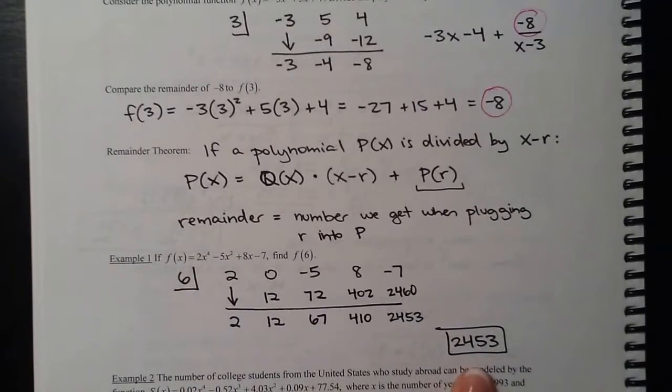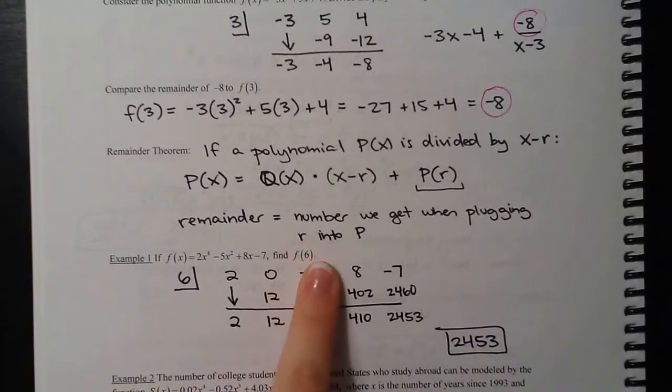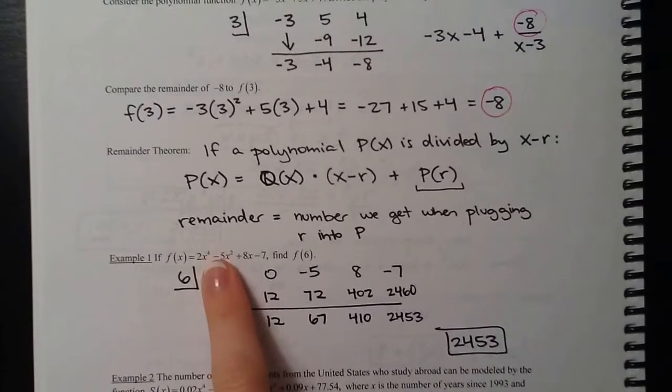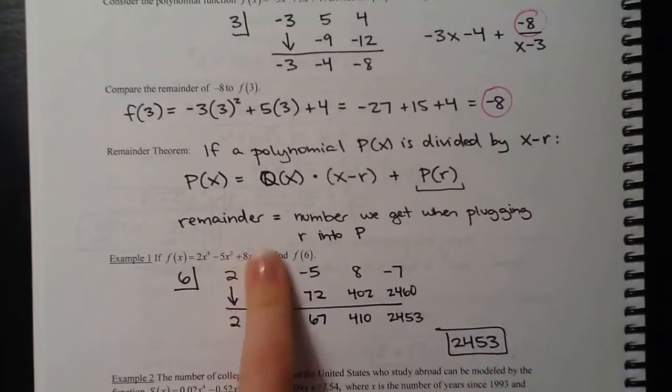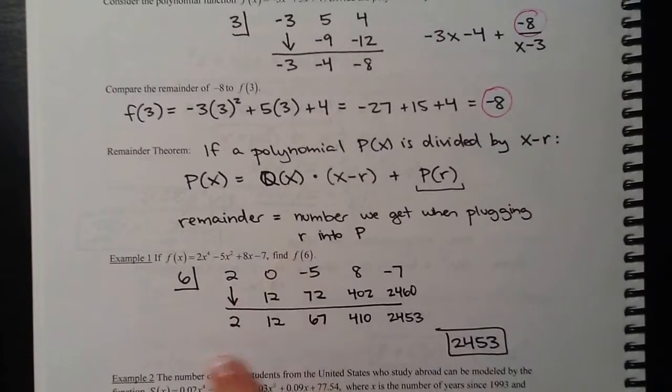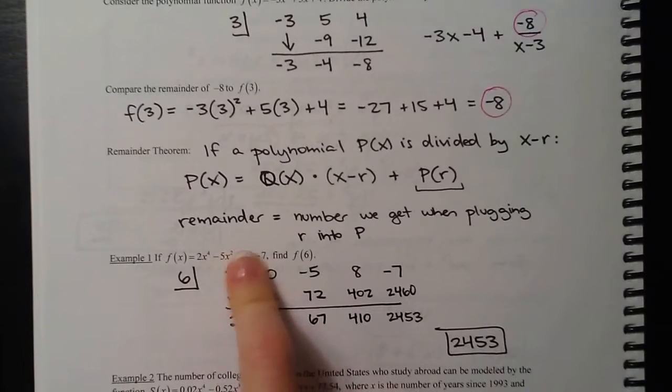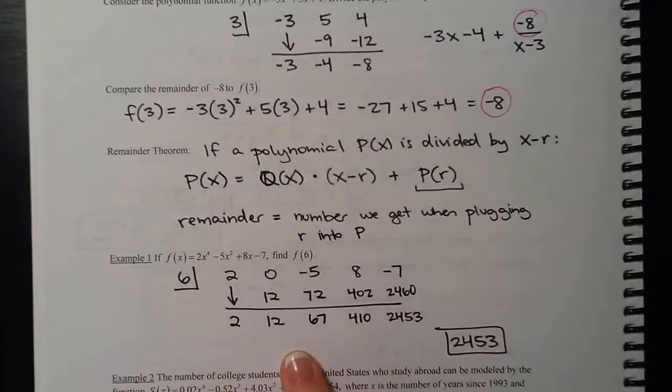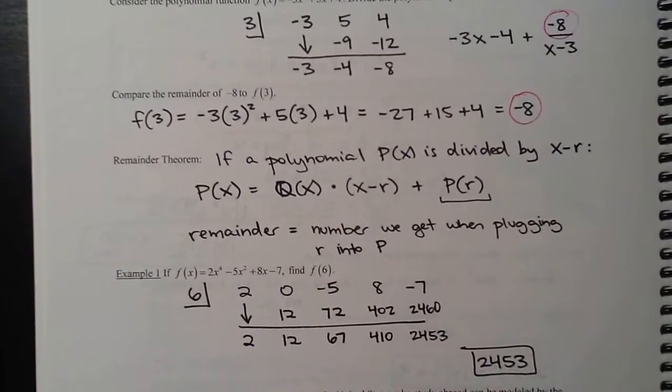And you can tell just by how big this number is, it would not have been any fun to try to plug the 6 in here. If I plugged the 6 in here, I'd have to raise the 6 to the 4th power, multiply it by 2, square the 6, multiply it by 5, combine all these up, when this is a relatively straightforward process. I don't have to deal with trying to plug the 6 in. I just do my synthetic division, and whatever I get for the remainder, that is f of 6.